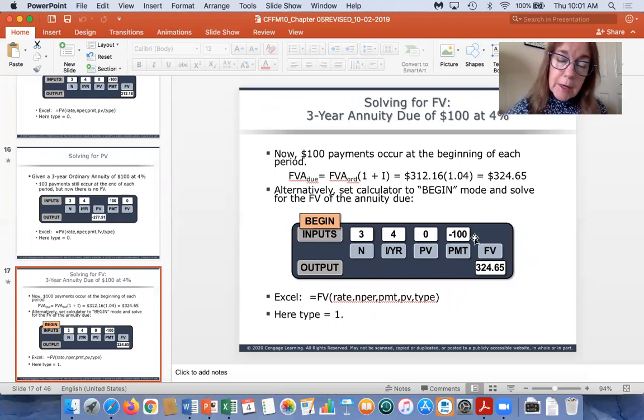Now you have to set your calculator to begin mode. They'll show you that in the tutorial. Let me just show you real quick though. What you're going to do is hit second, and let's clear that first.